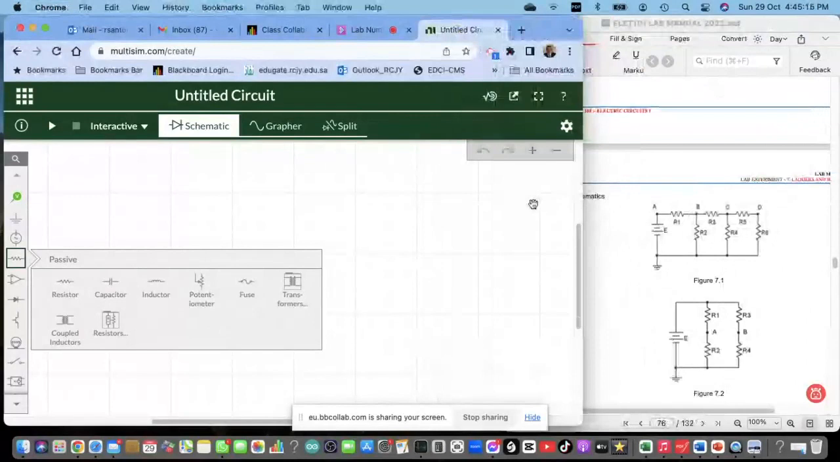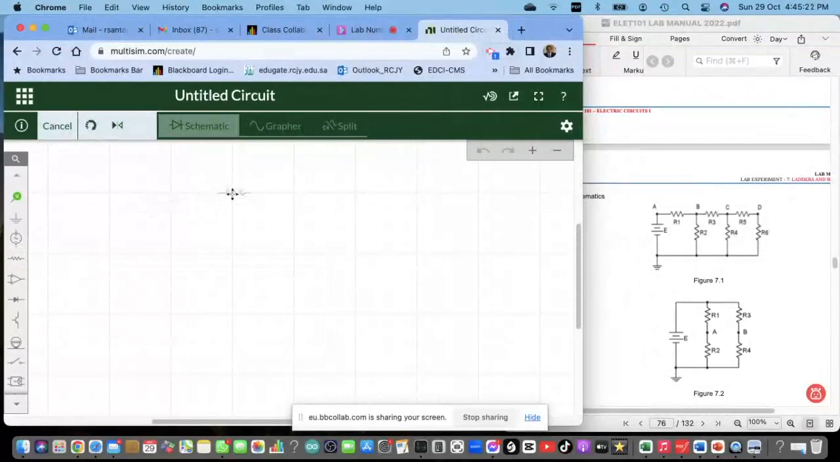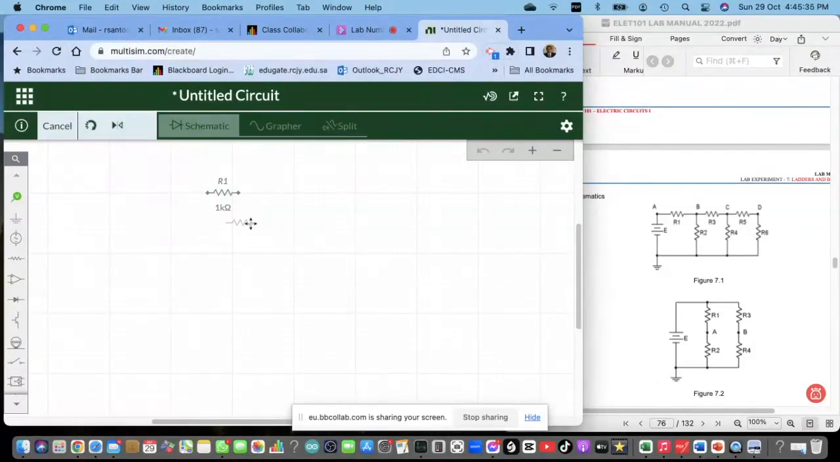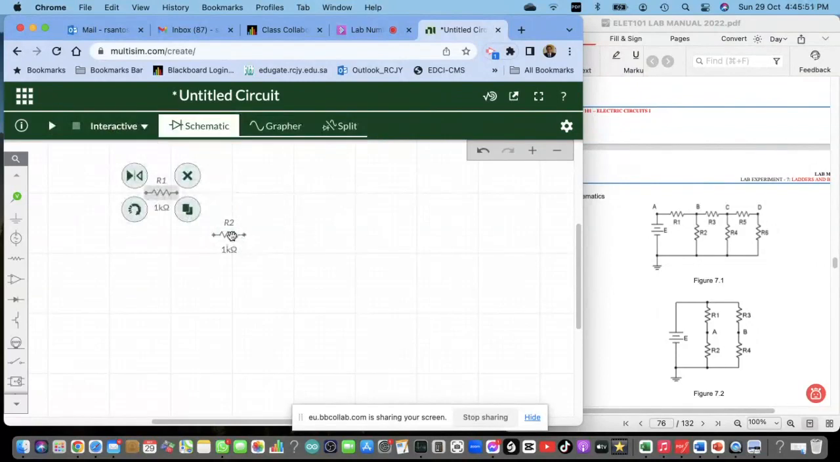Okay, so let's construct. Let's have the resistor. The first resistor we have here is R1. Then let's have R2, so duplicate. Click this tool, click that icon, then put R2 here on this side. Let me move this one first. So we have R2 there. We have to rotate it. By clicking this button, you can rotate the position of the resistor.